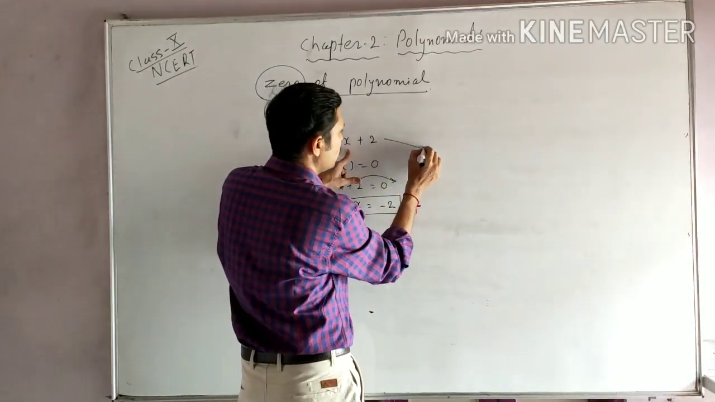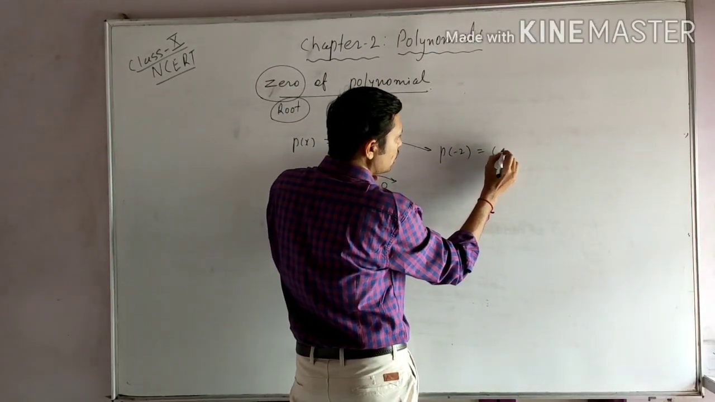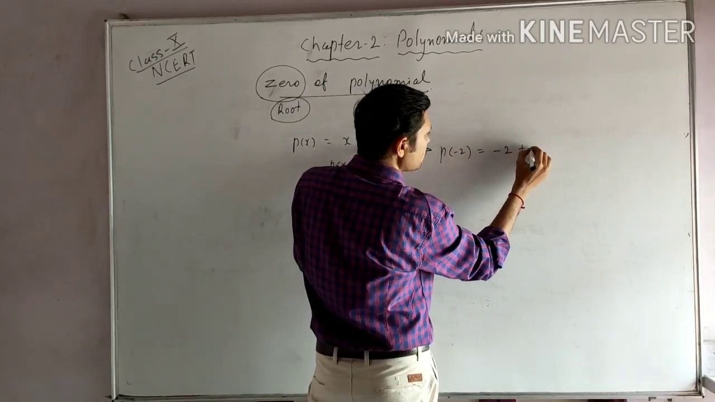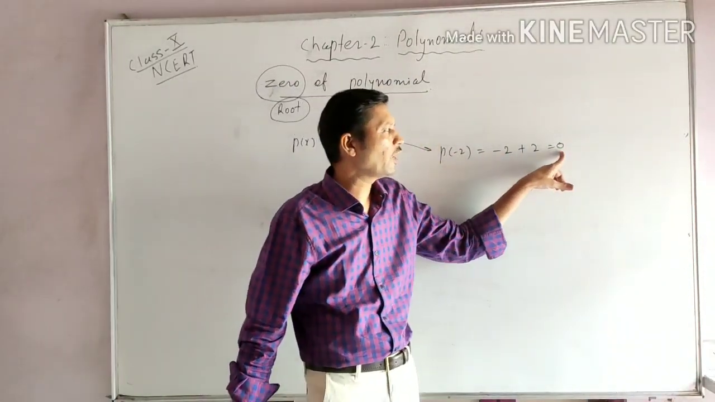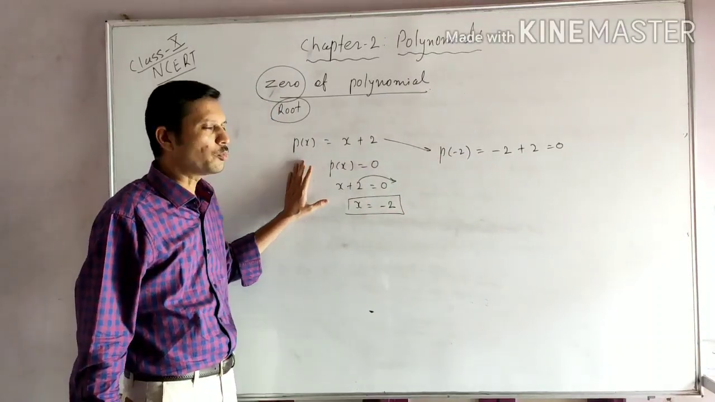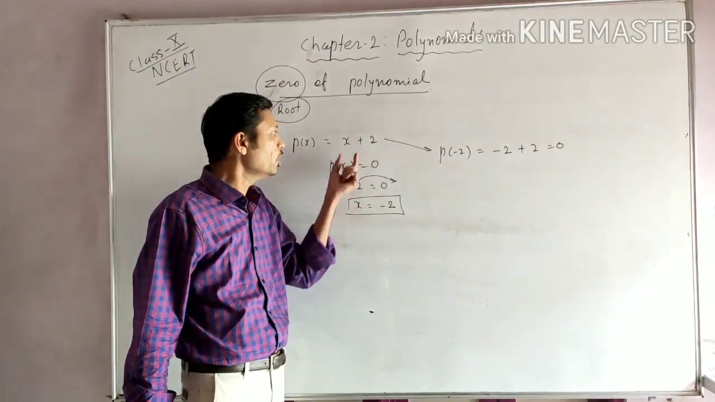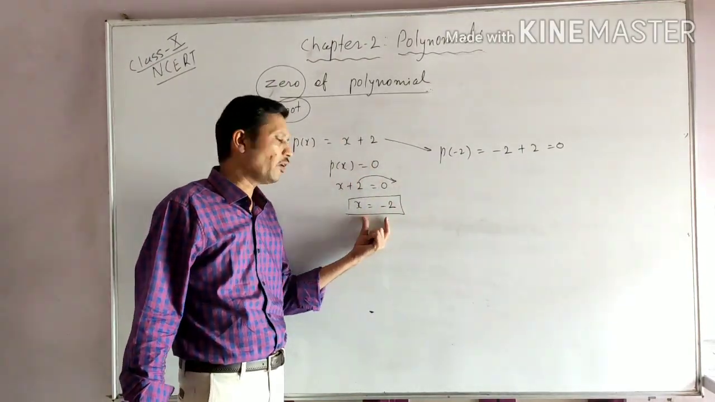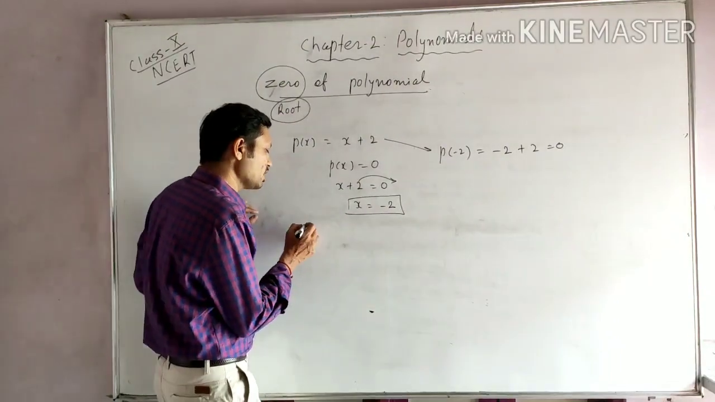Now we can verify: if I replace the value of x with minus 2 here, then minus 2 plus 2 is 0, simple, right? So here the polynomial value is 0 by replacing x with minus 2. But for a linear polynomial, if we want to calculate the zero directly, simply compare your polynomial with 0 and get the value of x. That is called the zero of the polynomial. One more example.